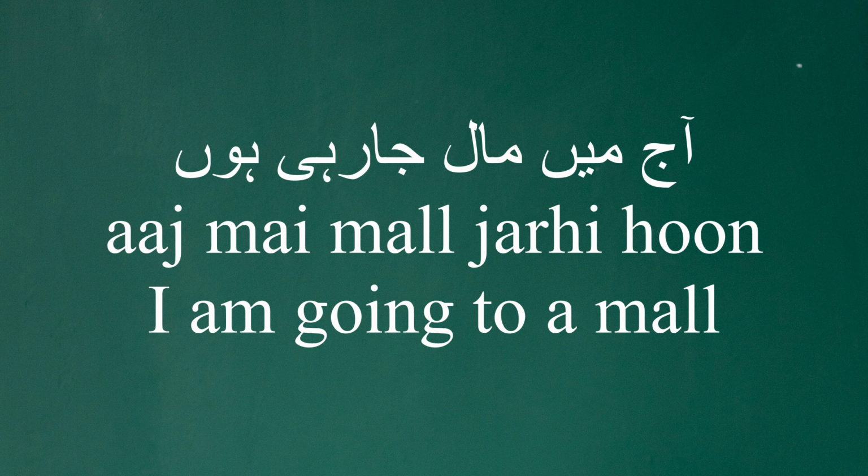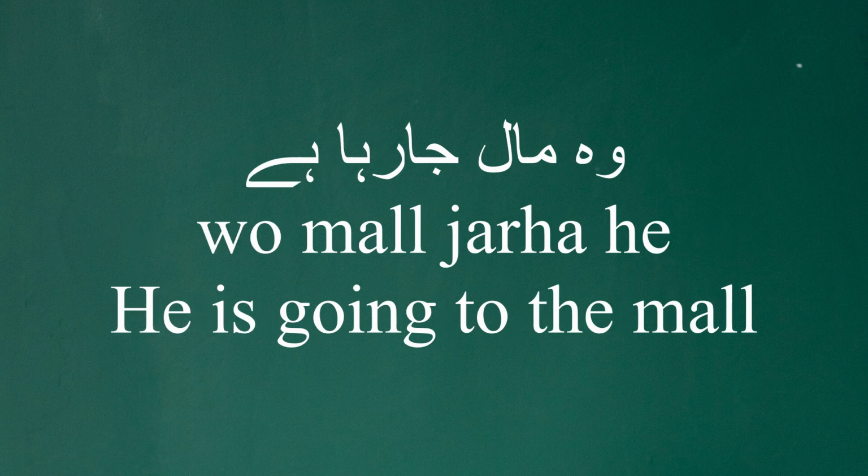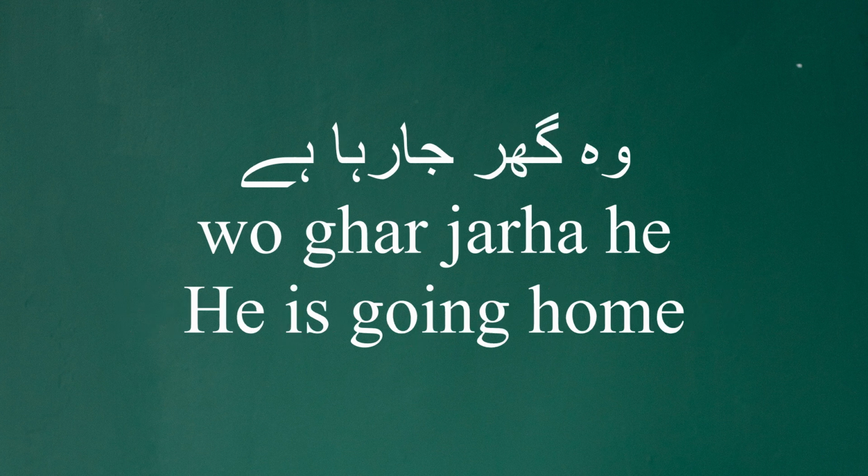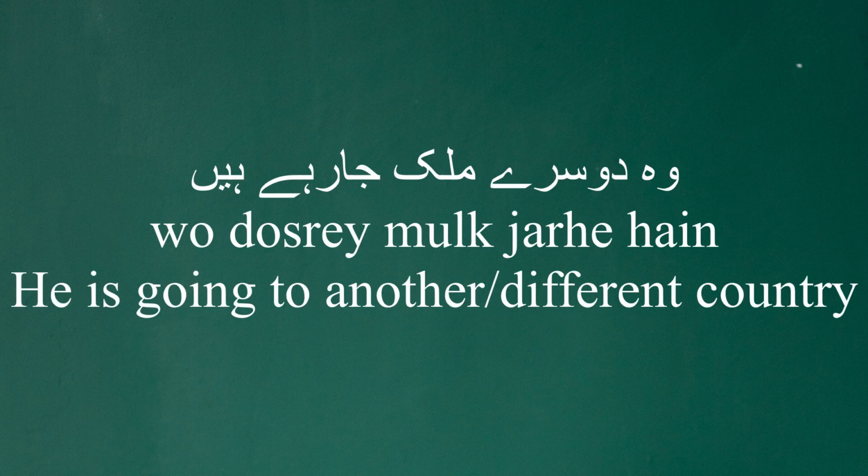वो मॉल जा रहा है. वो घर जा रहा है. घर means house or home. वो घर जा रहा है. He's going home or he's going to the house. वो दूसरे मुल्क जा रहे हैं. दूसरे means another, मुल्क is country, a different country. He's going to a different country. वो दूसरे मुल्क जा रहे हैं.